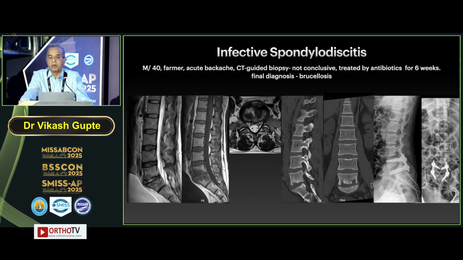What about infective spondylodiscitis? This is primary infective spondylodiscitis. There is an erosion; 6 weeks of antibiotics were given by the ID specialist, but it did not improve. At the end of 6 weeks, CT showed these erosions and we did MIS-TLIF. Ultimately, it turned out to be brucellosis.